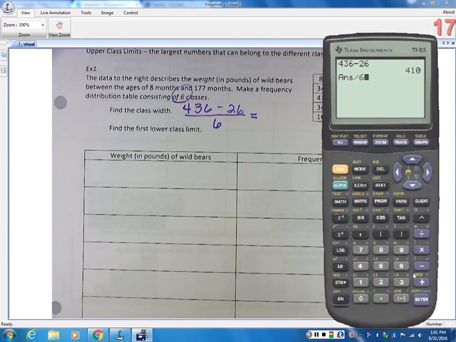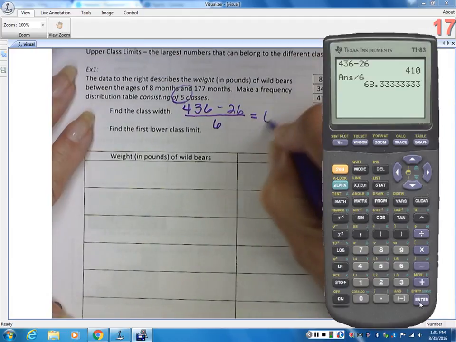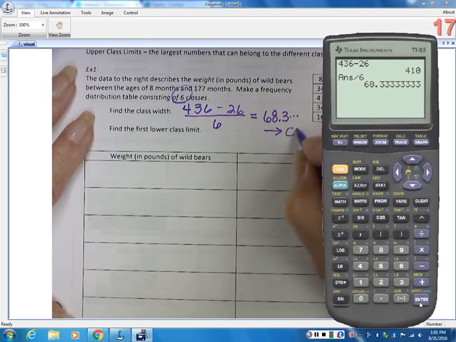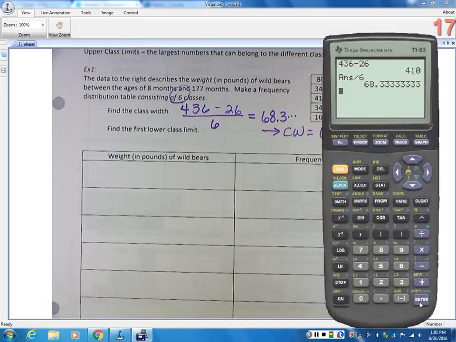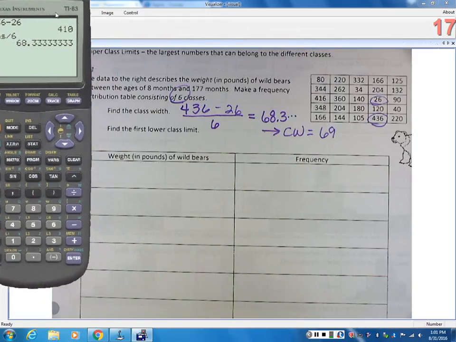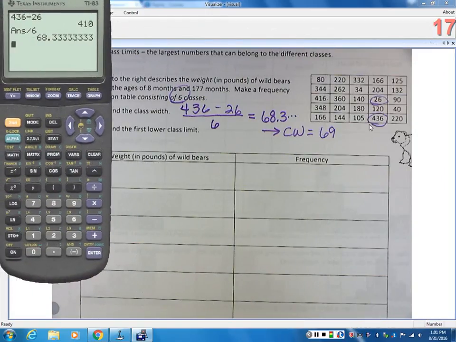Divide by 6, which comes out to be 68.3. So my class width is going to be 69. I'll round it up to 69 because the bears' weights are all integer values, so I'll round it up to the next integer. Okay?